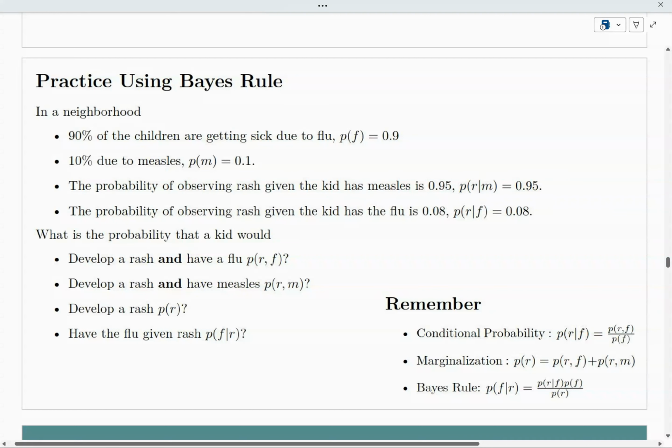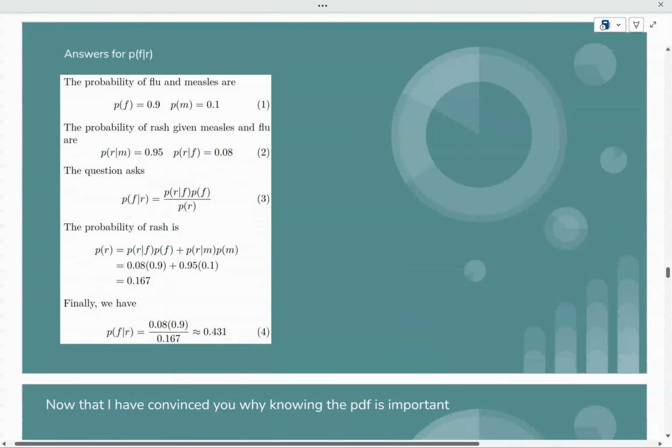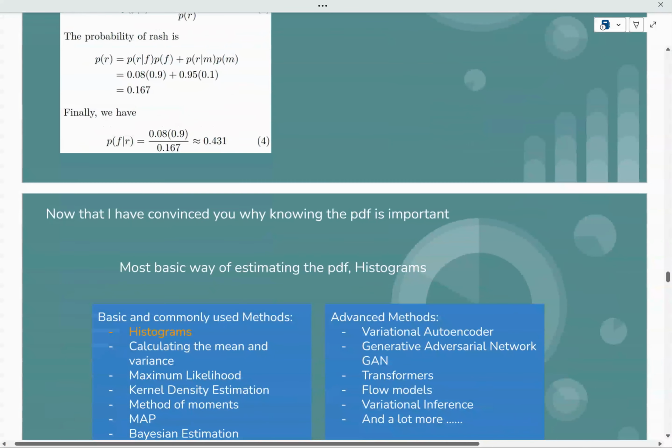So, given these, what is the probability that a kid would develop a rash and have flu? Okay. Second question, develop a rash and have measles, or develop a rash or have flu given a rash. Okay. Pause the video. We're going to continue. The solution is also in the next page, if you can see it.